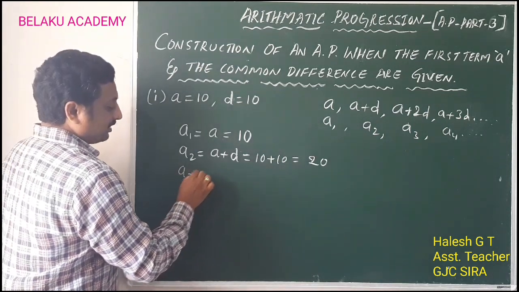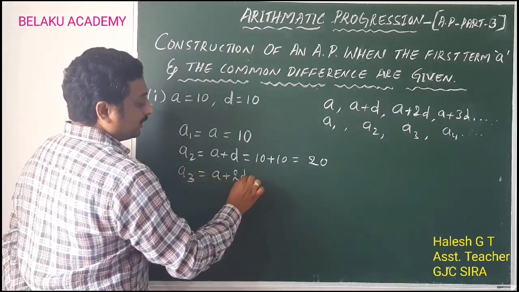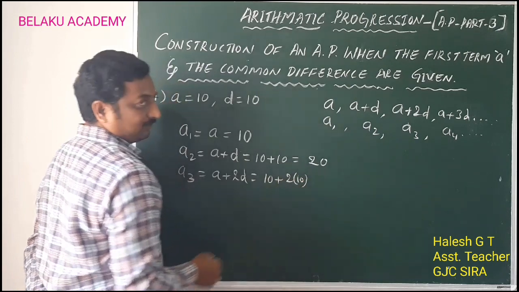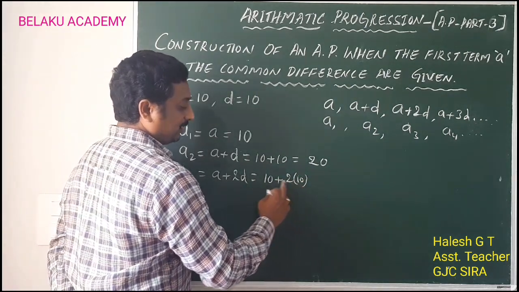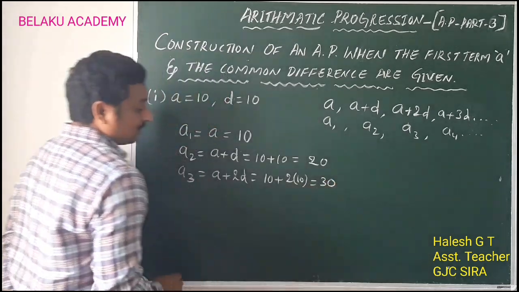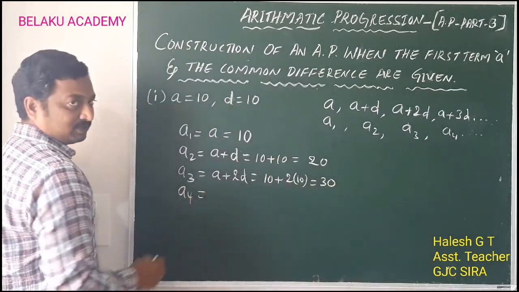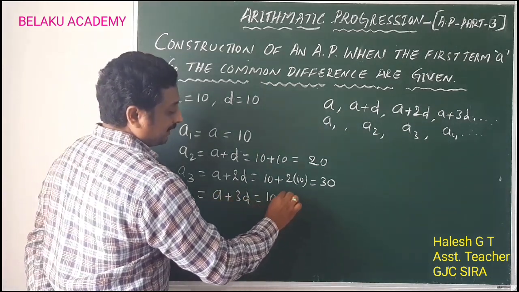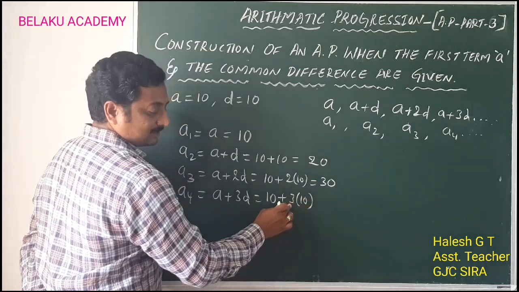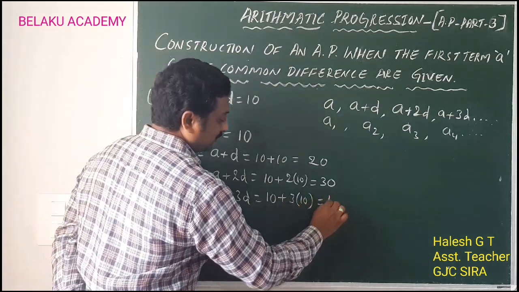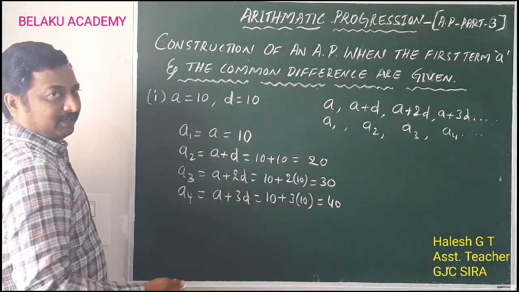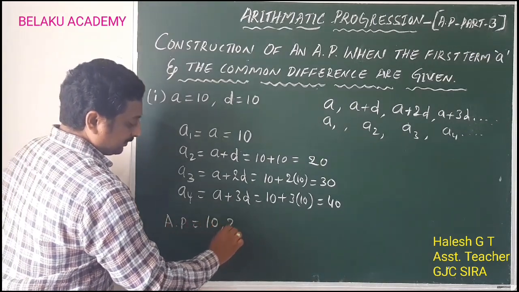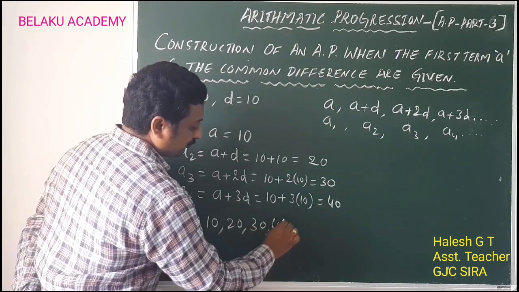So third term, A3 is equal to A plus 2D. So A is 10 plus 2 into 10. Value of D is 10. So 2 into 10 is 20. 20 plus 10 is equal to 30. So now we can easily find the fourth term. Fourth term A4 is equal to A plus 3D is equal to 10 plus 3 into 10. 3 into 10 is 30. 30 plus 10 is equal to 40. Now we got four terms of the AP. Therefore, AP is equal to 10, 20, 30, 40 and so on.